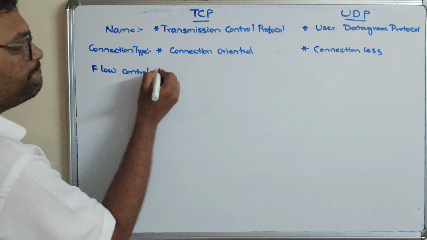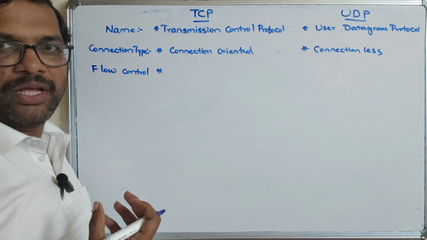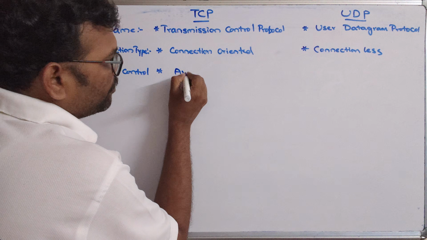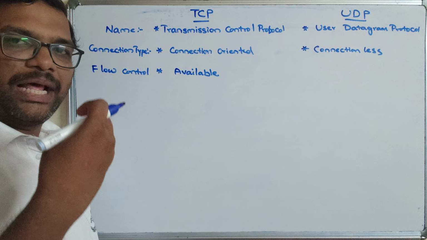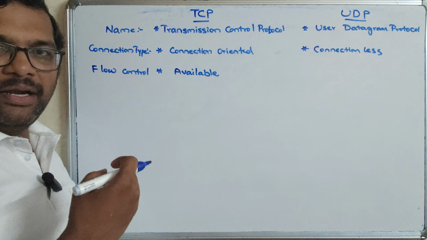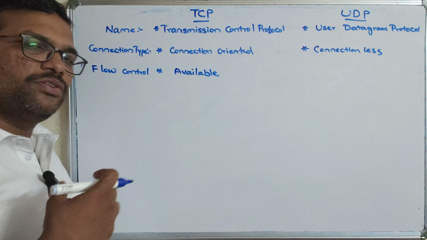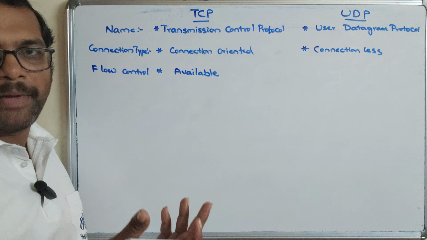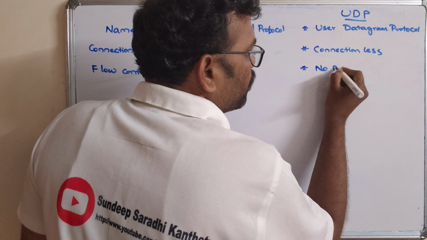Okay, next, flow control. That means the rate of transmission from sender and receiver. The flow control will be available in TCP, because based upon the receiver's side, the sender will keep on reducing the transmission rate. If the receiver wants to receive the messages, the sender will increase the flow of packets, right? But here it's connectionless, so there is no flow control.